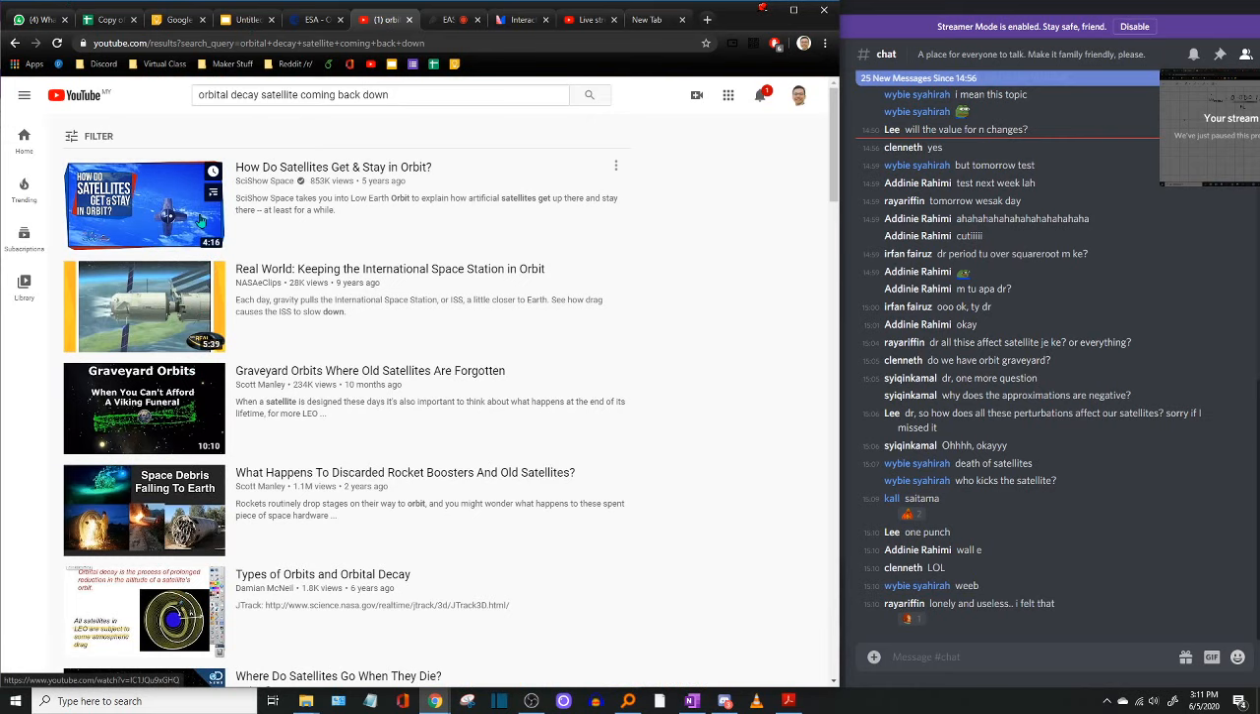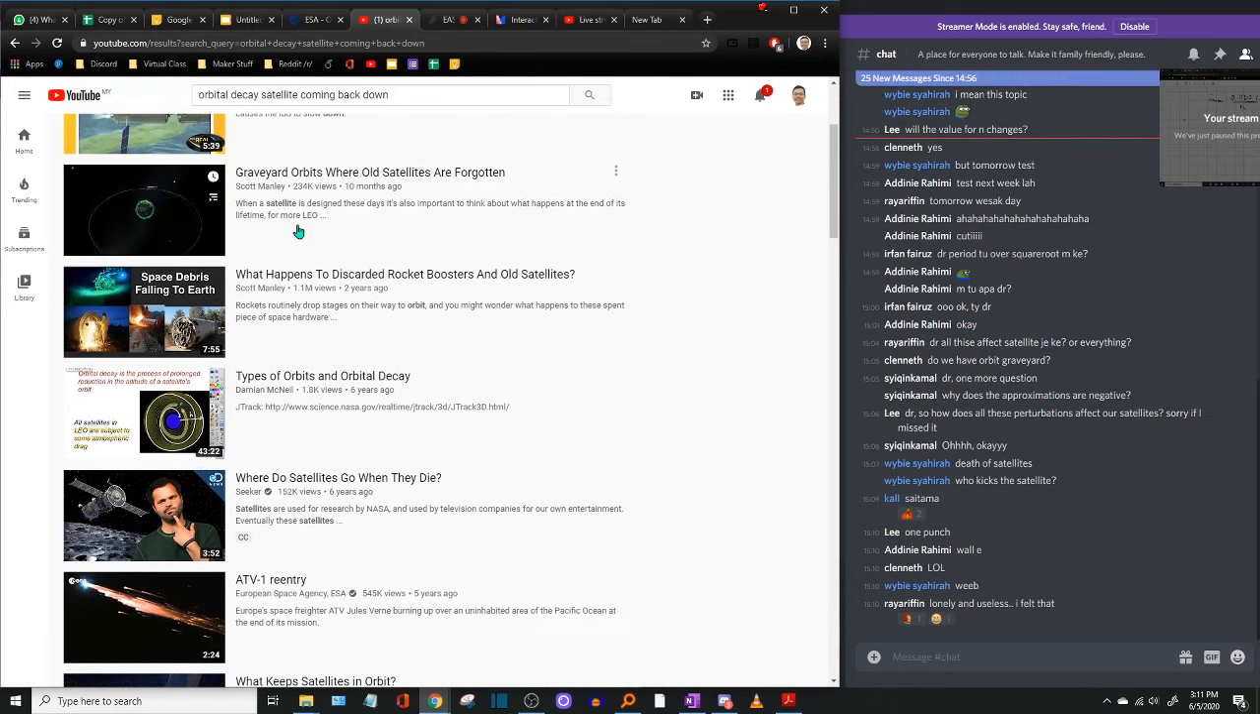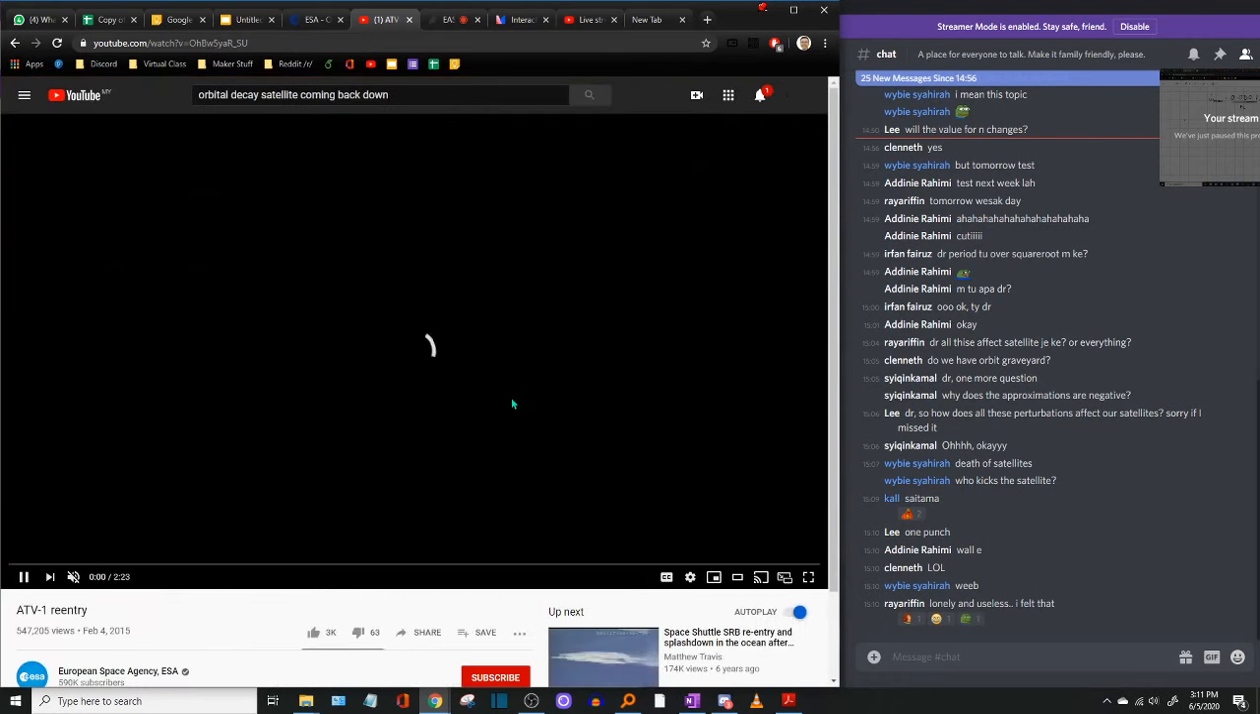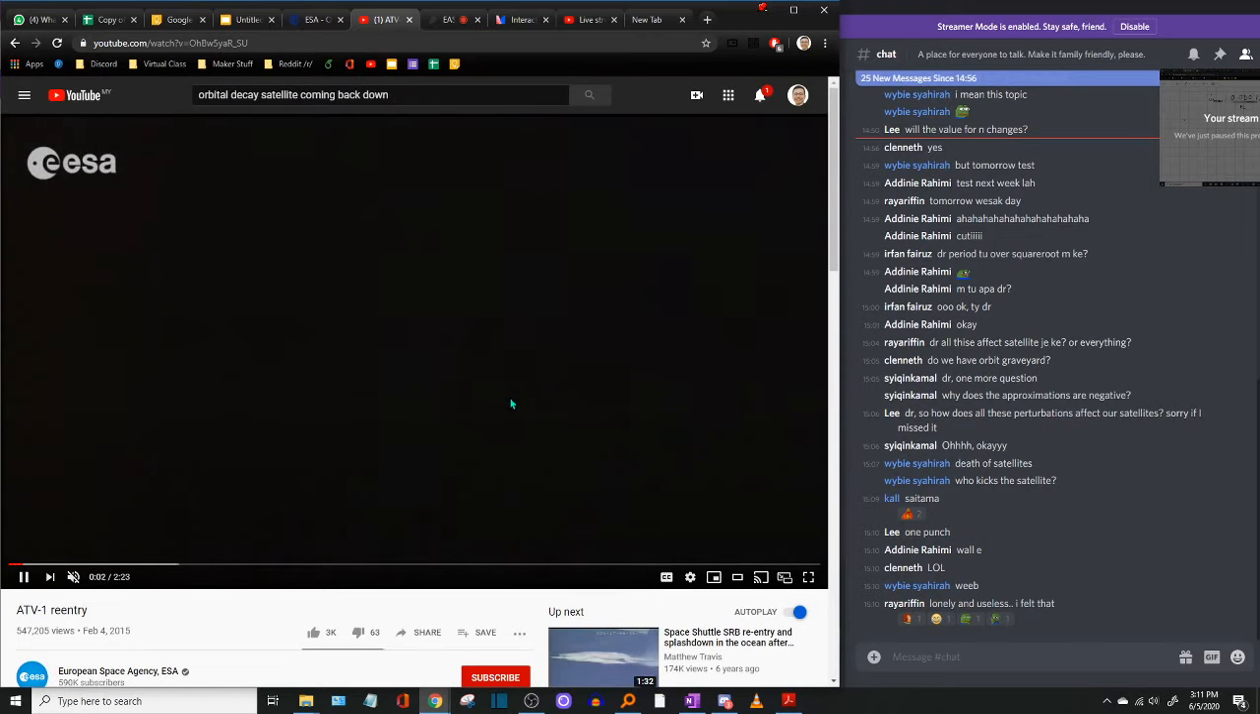Yeah, graveyard orbits. There you go. All satellites are forgotten. You can see that. And this is an example of how some satellites decay their orbit and come back down to Earth, and disintegrate mid-air. That is not a meteor. That's a satellite. It actually breaks up once it goes too fast and interacts with the atmospheric drag.